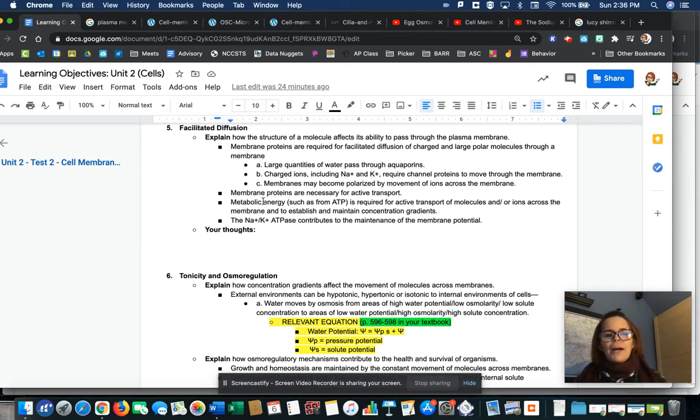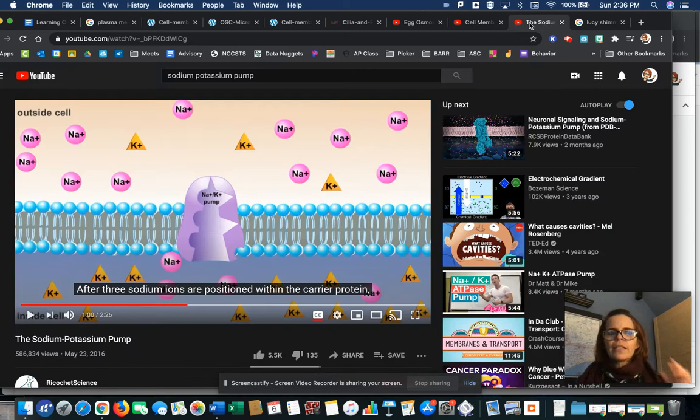Moving on. Metabolic energy, such as ATP, is required for active transport of molecules and/or ions across the membrane and to establish and maintain concentration gradients. The sodium-potassium, what the heck is this, ATPase? The ASE ending is the ending for an enzyme, which is a type of protein. So this literally means the sodium-potassium pump, but it's another word for it. It contributes to the maintenance of the membrane potential. I just want to remind you really quickly, we saw this already.